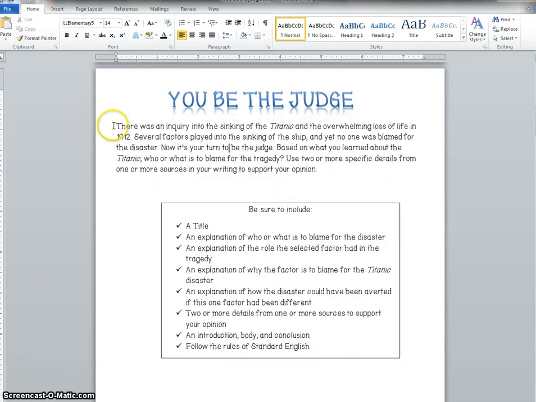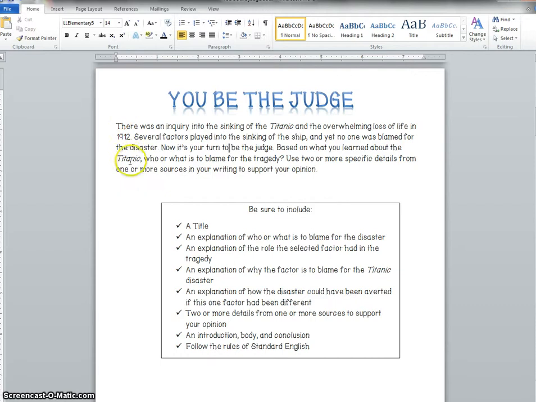Now, the prompt says this: there was an inquiry into the sinking of the Titanic and the overwhelming loss of life in 1912. Several factors played into the sinking of the ship, and yet no one was blamed for the disaster. Now it's your turn to be the judge. Based on what you learned about the Titanic, who or what is to blame for the tragedy? Use two or more specific details from one or more sources in your writing to support your opinion.